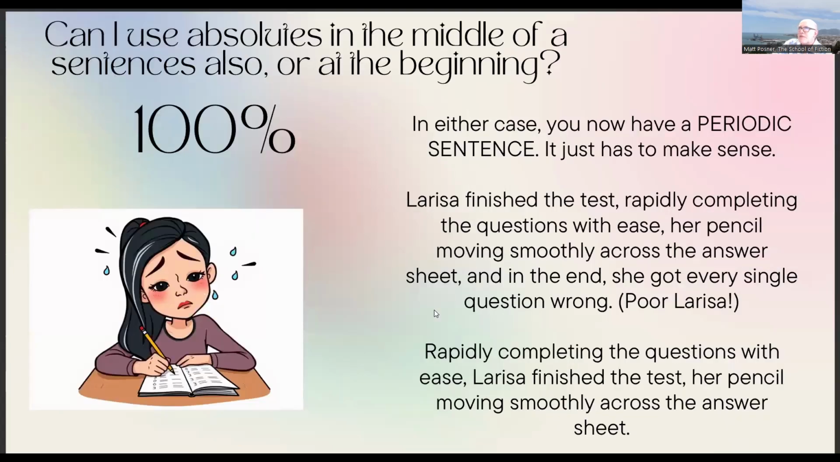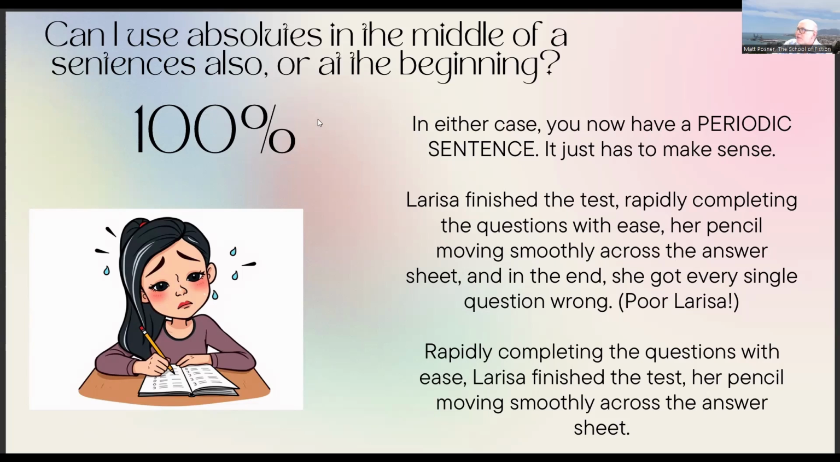Quid? Yes, indeed. There's Larissa. Sorry, Larissa. Can I use absolutes in the middle of a sentence also at the beginning? 100% yes, you can do that. No, it's not or farming. It is making what's called a periodic sentence. I learned that there's periodic and cumulative sentences, and the difference is just where your phrases, such as absolutes, not limited to absolutes, where your phrases go. If they're at the end, it's cumulative. If they're anywhere else, it is periodic.